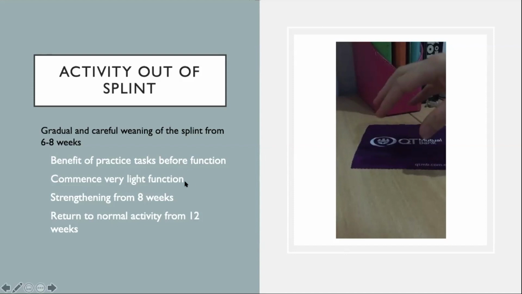Then you follow that with commencing very light function and strengthening from 8 weeks, and we use theraputties and things to do that, as well as other activities of daily living, with return to normal activity not occurring until about that 12-week mark, which you'll all probably be aware of.